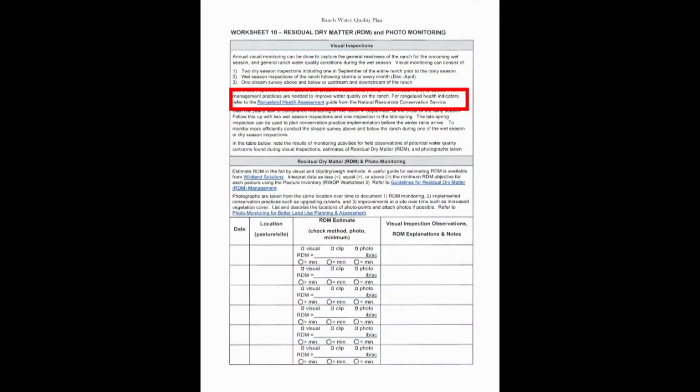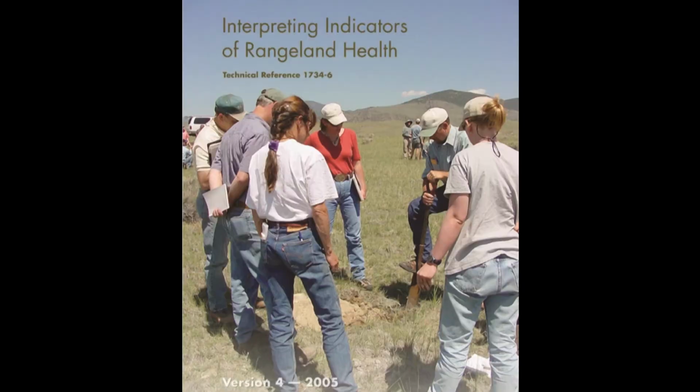Additionally, on Worksheet 10, under Visual Inspections, I'd like to point out that there's a hyperlink to a great resource from the Natural Resource Conservation Service on rangeland health assessment guides. That resource is pictured here, Interpreting Indicators of Rangeland Health. It's an excellent document that has lots of helpful hints on what may be important for your region, or not important for your region. As you go through it, really try to think about where you're located on the earth and how some of these indicators and health guides could be useful on your property specifically.